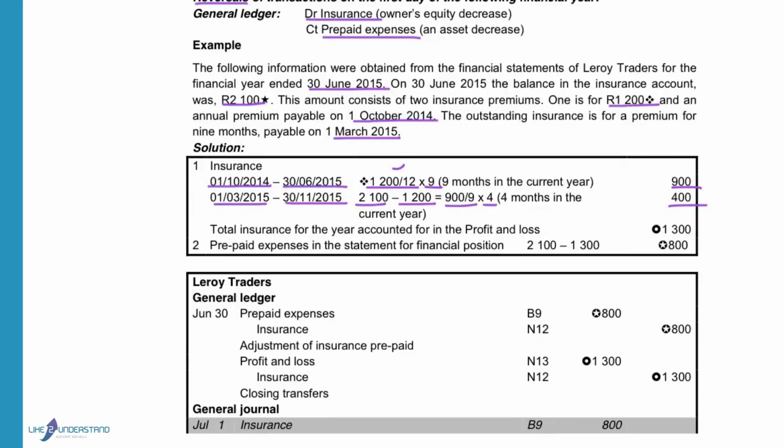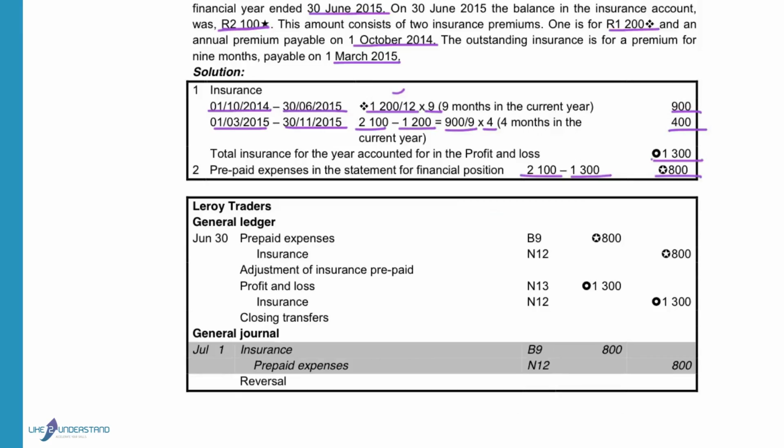is 1,300 Rand. Prepaid expenses is the amount that was paid in advance for the next financial year. Our total expense is 2,100. We calculated that 1,300 is for the current year, so it means we already paid 800 Rand for the following year.